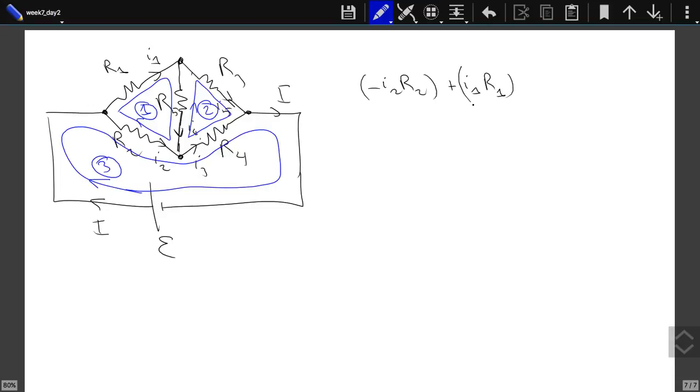And then from this point to this point, the current running through is I4, so the potential drop is just I4 times R5. This is equal to 0. This is from loop 1.